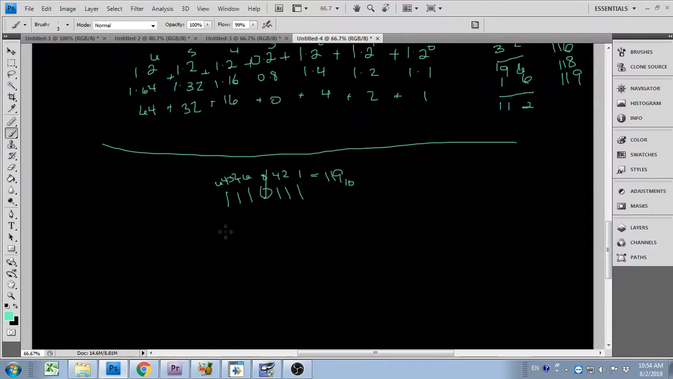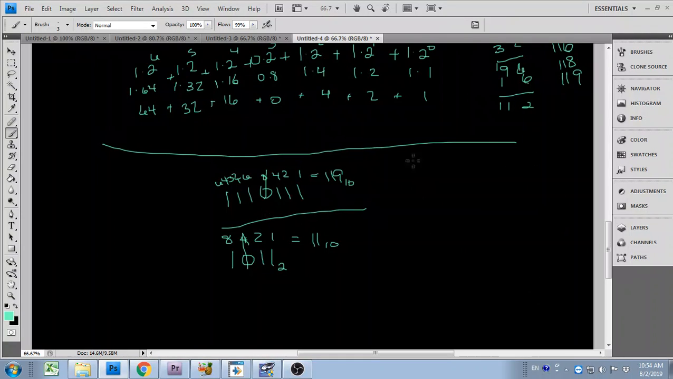Okay, so let's do another one of those. I'll do a smaller one this time. So let's say we're doing 1, 0, 1, 1. 1, 2, 4, 8. Don't care about the 4. 8 plus 2 plus 1 equals 11 base 10. So this base 2 is equal to 11 base 10.